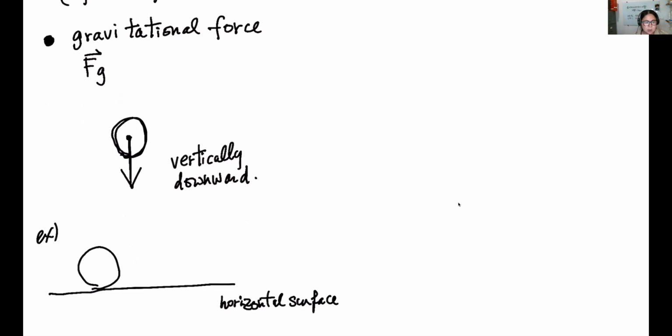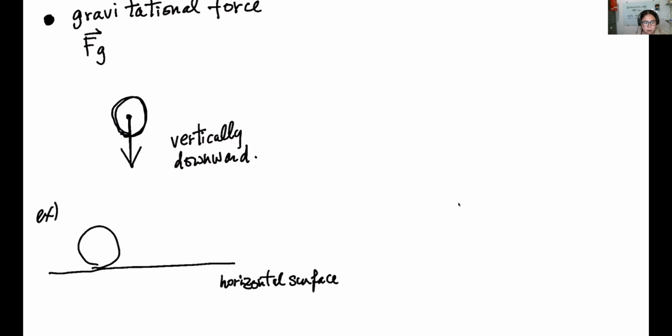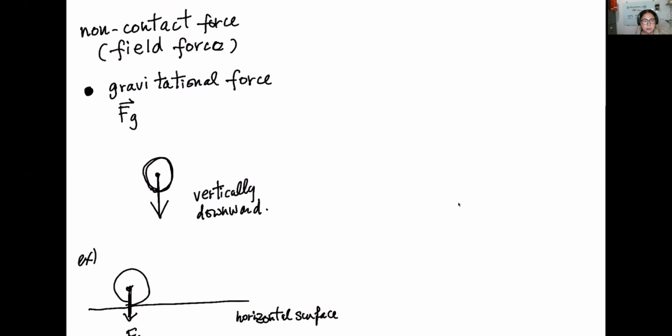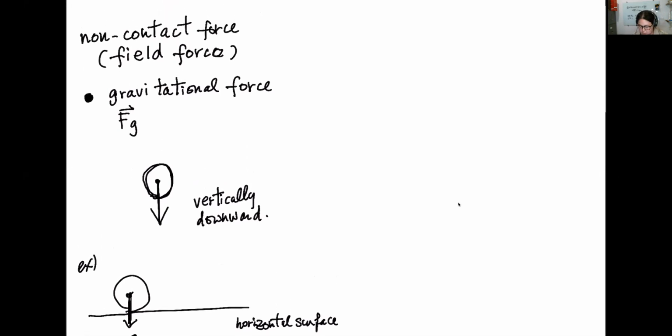You're going to say, can you draw the gravitational force arrow? What would be the direction of a gravitational force arrow? It's still going to be vertically downward. All right, so gravitational force is always vertically downward, and that's called a non-contact force.